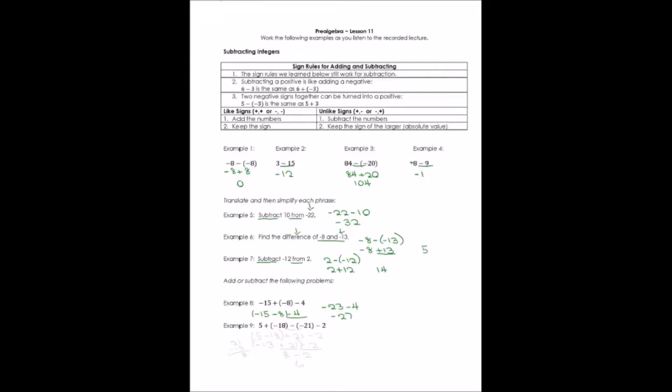Let me show you how number 9 works. First, I'm going to go ahead and translate it, or fix these double signs here. I've got plus and negative. That's the same as just minus. And then I've got two negatives, minus a negative 21. That's the same as plus 21 and minus 2. Now, all the operations are addition and subtraction. I'm going to work two of them at a time. I'm going to say 5 minus 18. Opposite signs, I'll have to subtract. I'll have to say 18 minus 5 gives me 13. And then I keep the sign of the larger one, which was the 18. So I got negative 13.